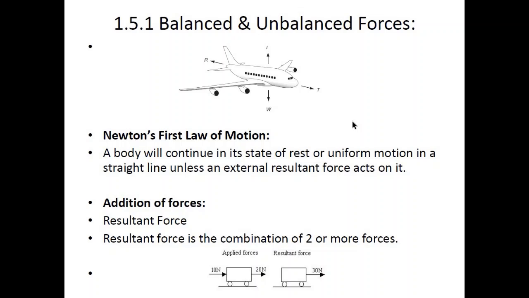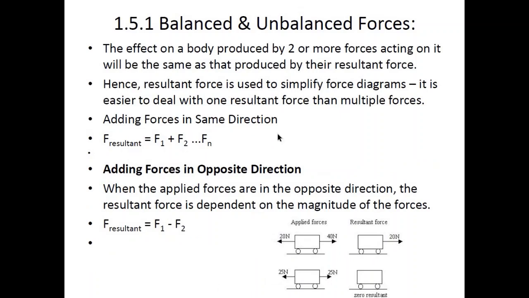If the forces are in the same direction, then simply add the numeric parts. Like this force is towards the right hand side, and so is this force, and one is of 10 Newton, the other is of 20 Newton. So the resultant force would become 30 Newton towards the right hand side. They were in the same direction, so they would directly be added. The effect on a body produced by two or more forces will be the same as the effect produced by their resultant force. Hence we say that F resultant equals F1 plus F2 up to Fn. No matter how many forces are acting in the same direction, we simply add them together.